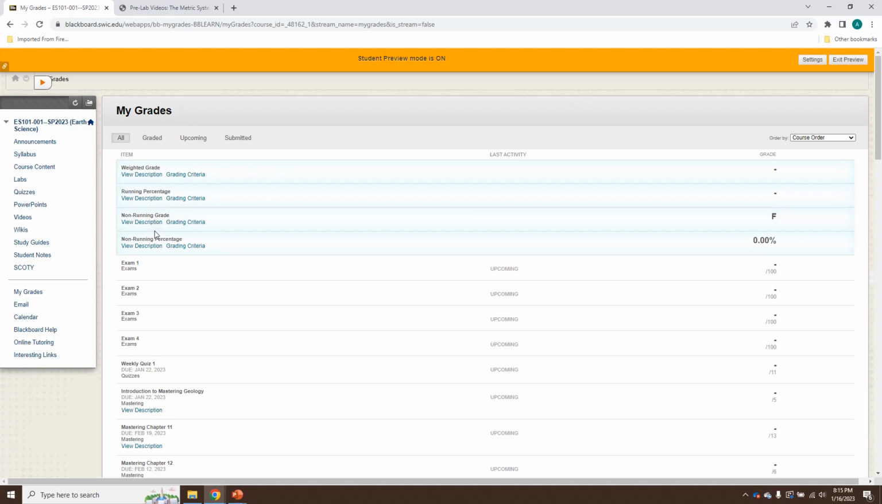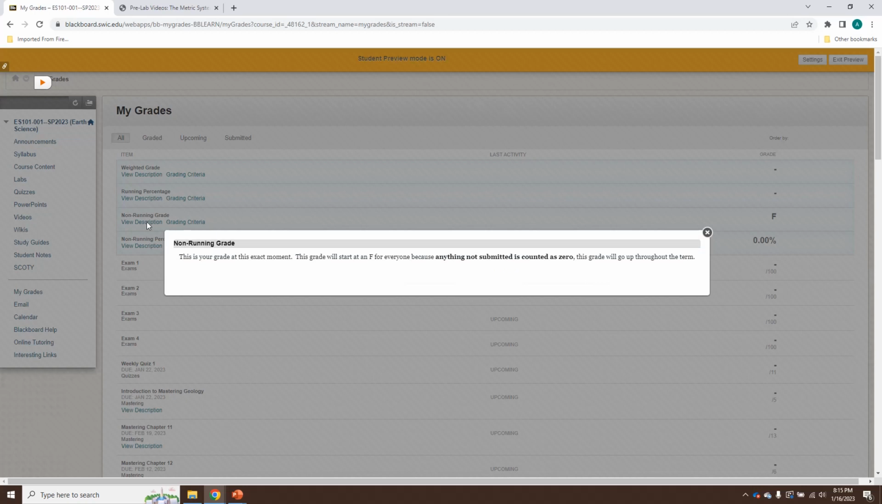The other 2 go together: non-running grade and non-running percentage. This is your grade at the exact moment. This grade will start as an F for everyone because anything not submitted is counted as 0. You cannot do worse than this grade. This grade will go up throughout the term.